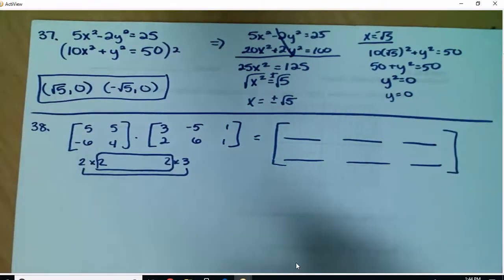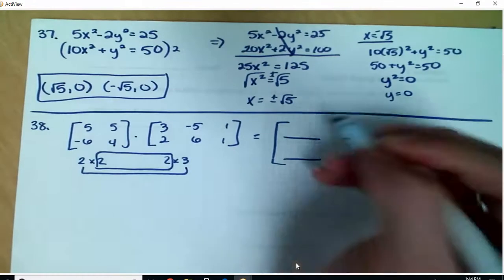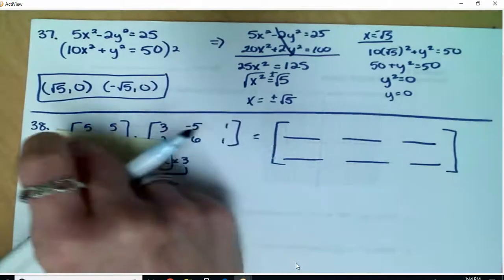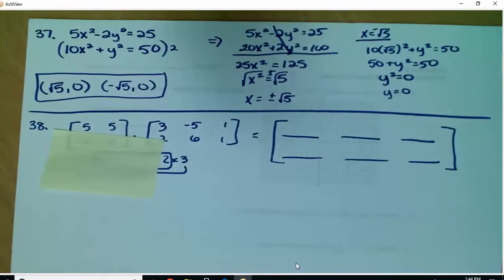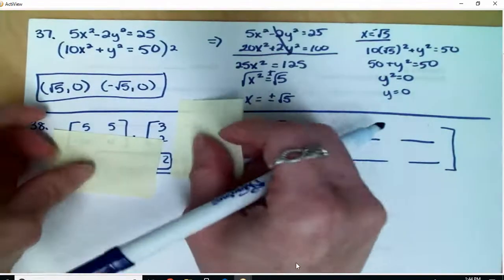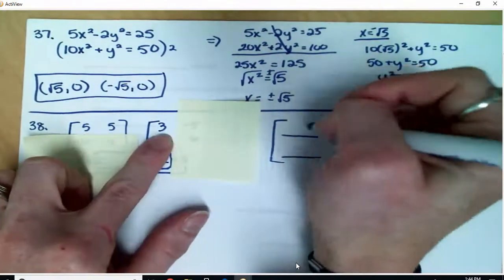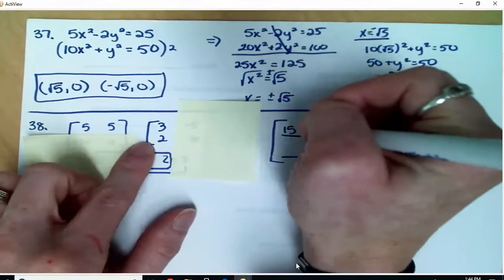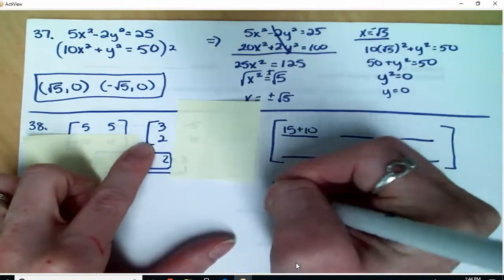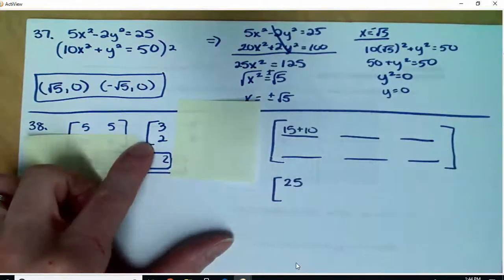So this is the number in row 1, column 1. I'm going to take row 1, and I'm going to multiply that with column 1. So 5 times 3 is 15. 5 times 2 is 10. Add those and you get a 25.